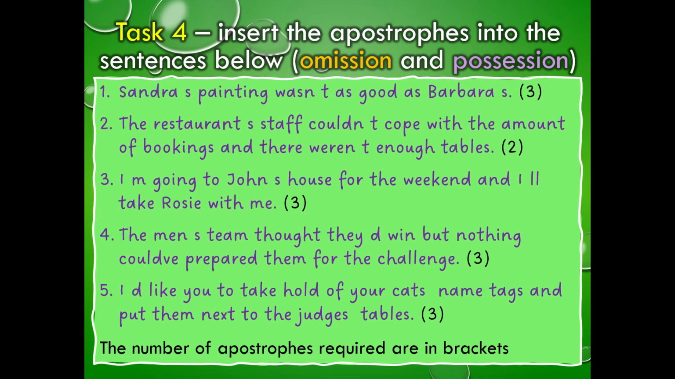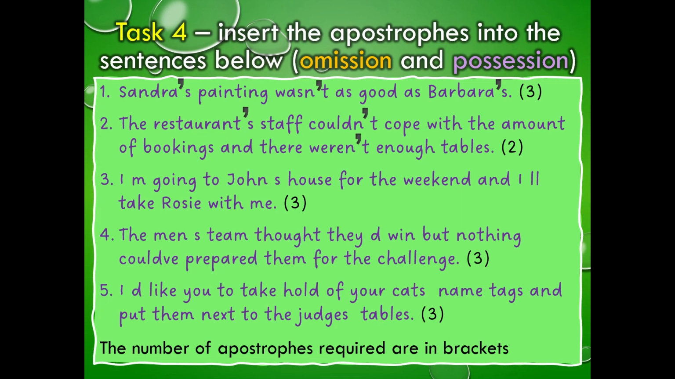Okay, let's look at the answers. Number 1. Sandra's, apostrophe before the S, painting wasn't, apostrophe between the N and the T, as good as Barbara's, apostrophe before the S. Number 2. The restaurant's, apostrophe before the S, staff couldn't, apostrophe between the N and the T, cope with the amount of bookings, and there weren't, apostrophe between the N and the T, enough tables.